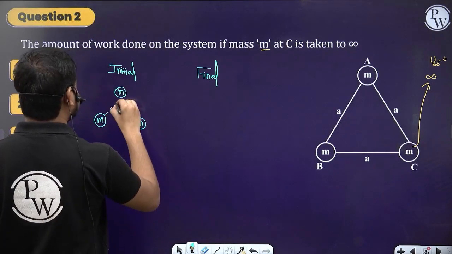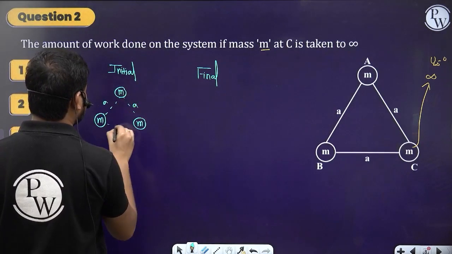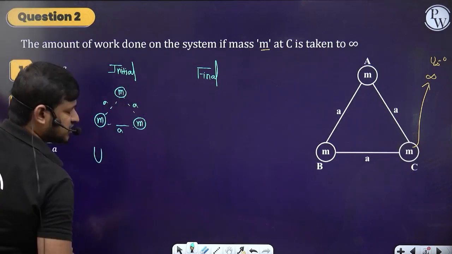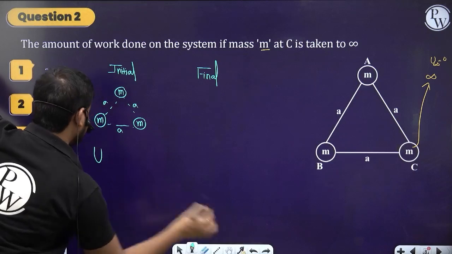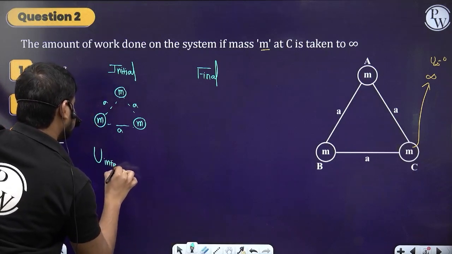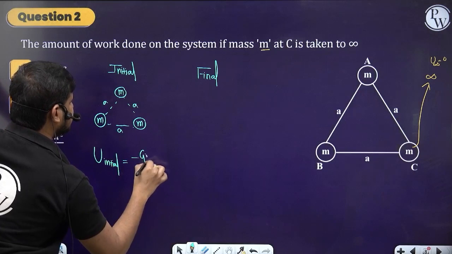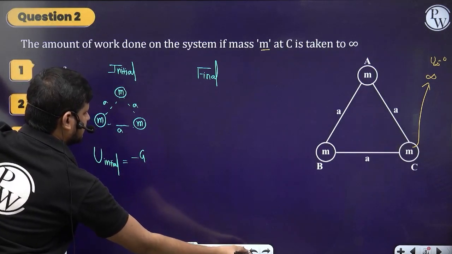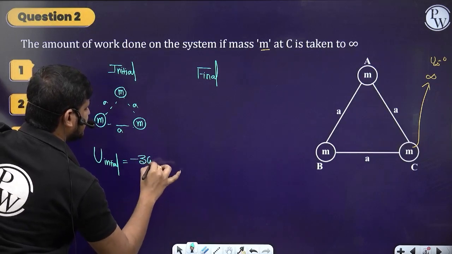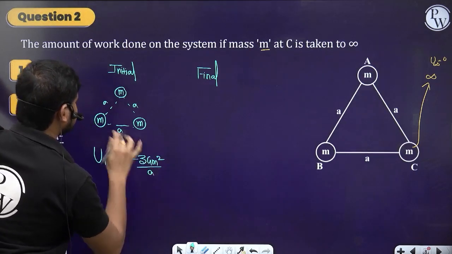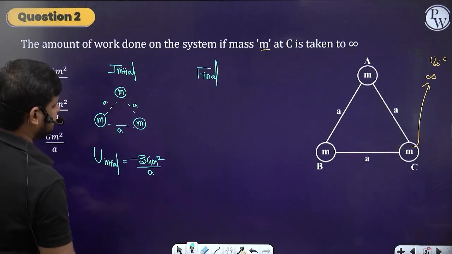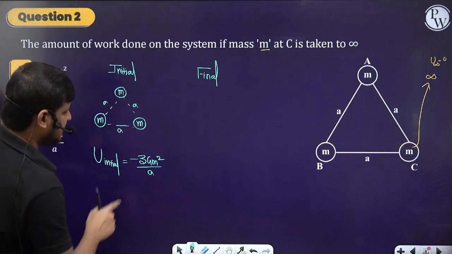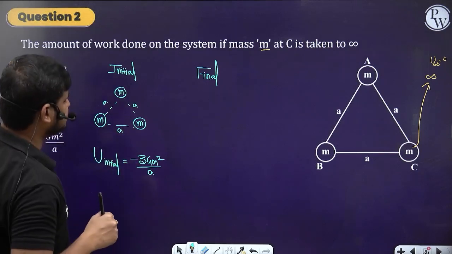So these are at distances a and a, right? So the net initial potential energy is equal to minus GM square by a, minus 3GM square by a. I am directly writing, okay, because between these two it is minus GMM by a, between these two minus GMM by a, between these two minus GMM by a, so in total minus 3GM square by a.